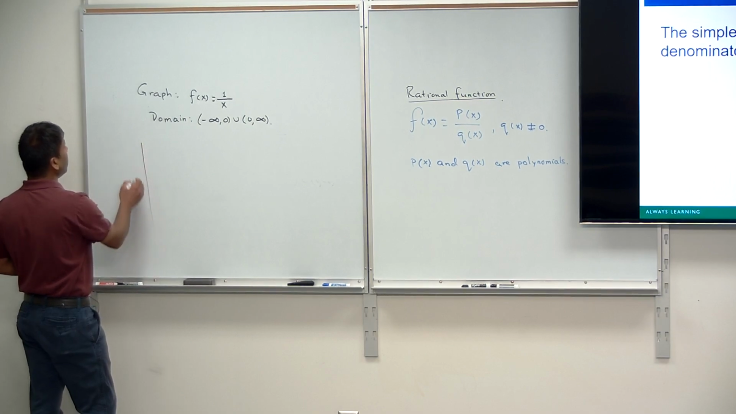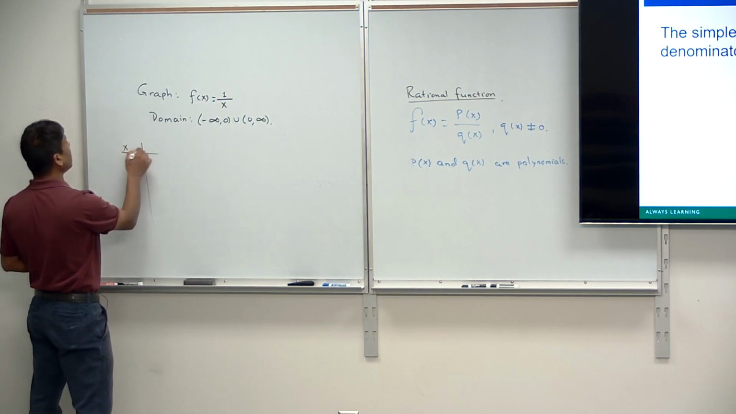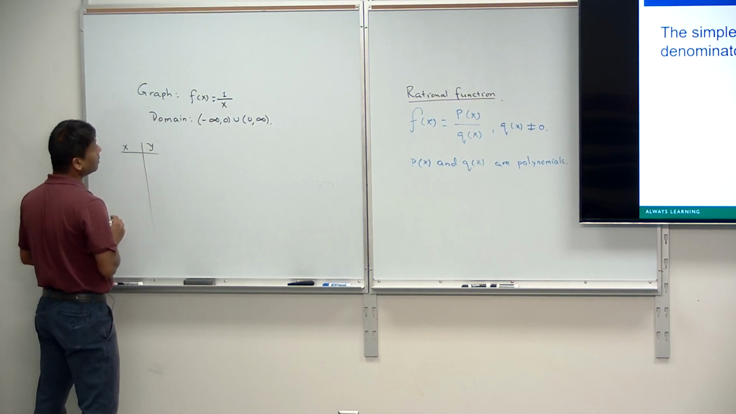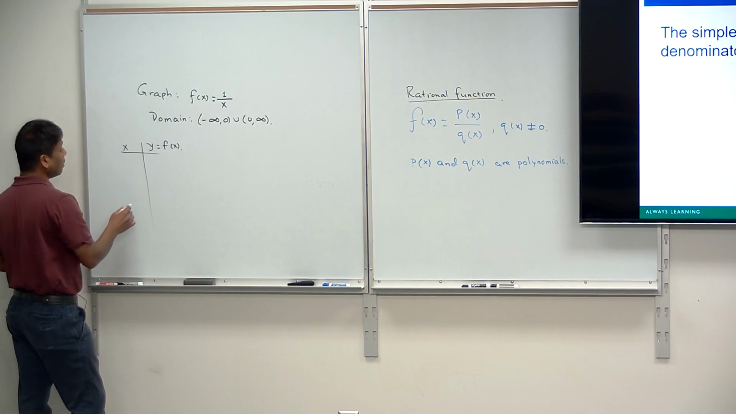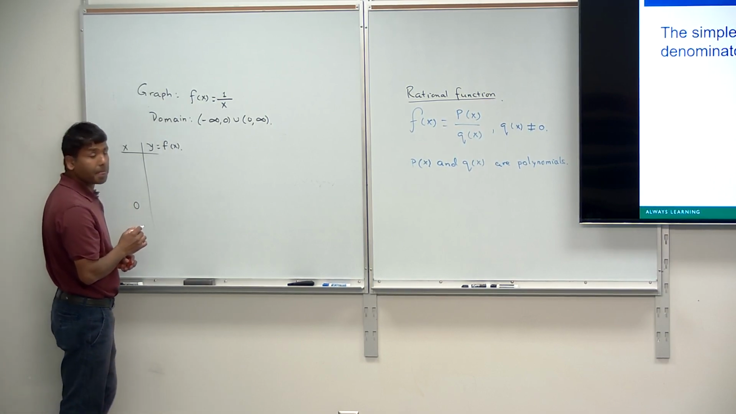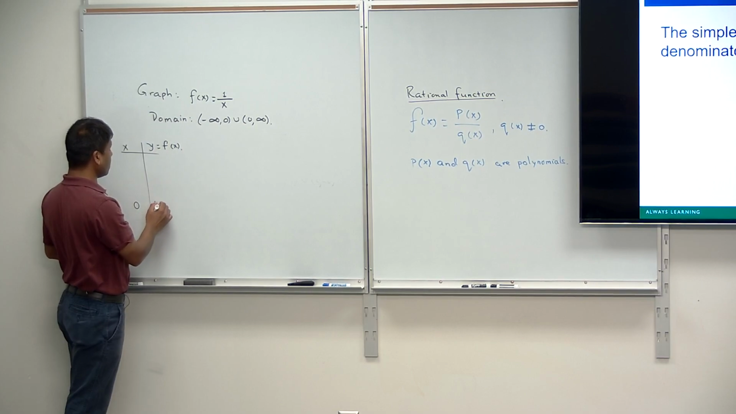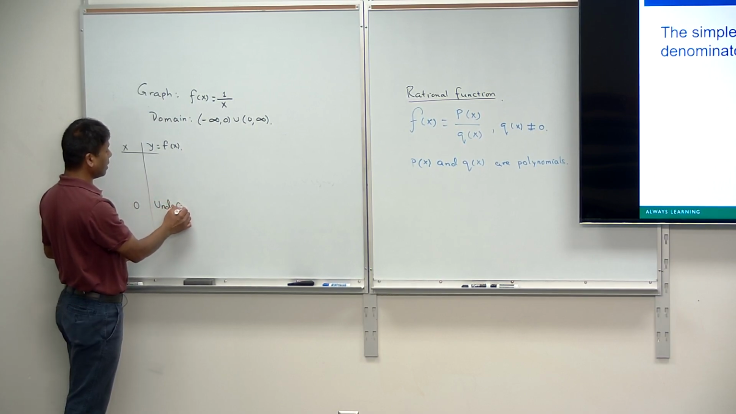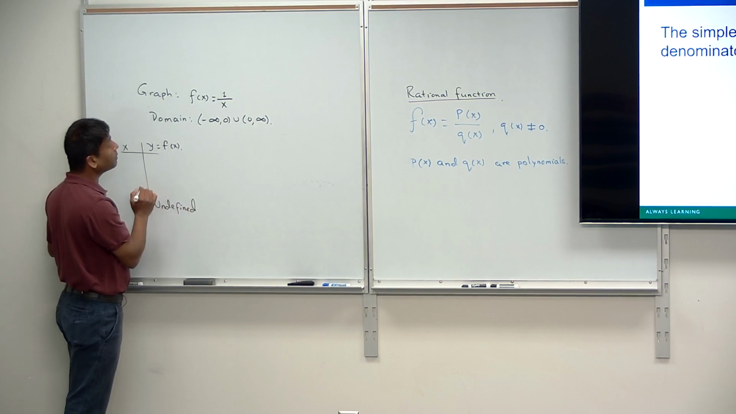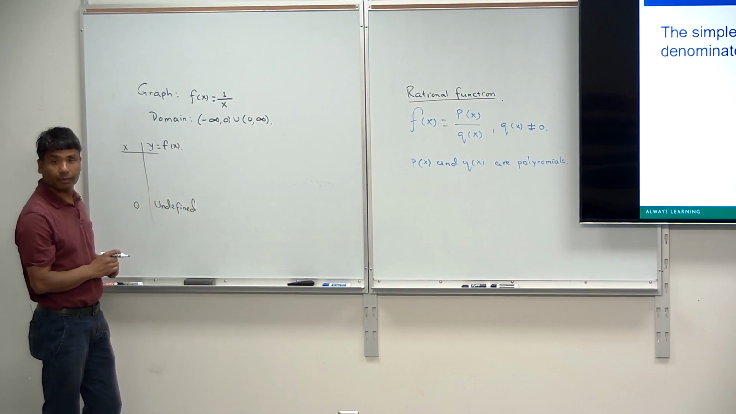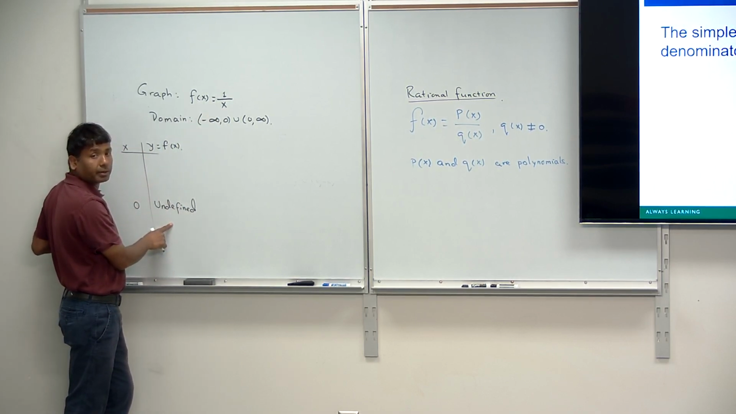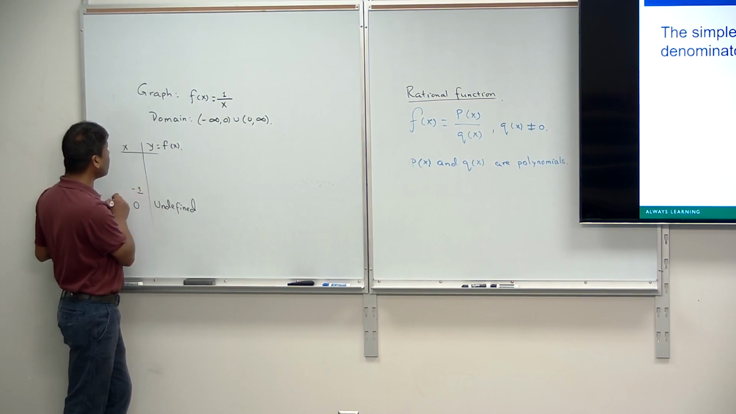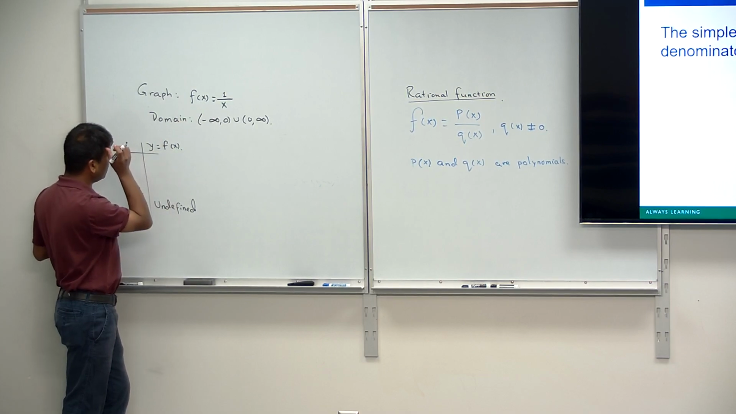So let's make a table. You have an x value here, you have a y value here. The y is the same as f(x). If I plug in 0 here, this function is undefined, right? If I plug in x equal to 0, this is undefined. Make sense?